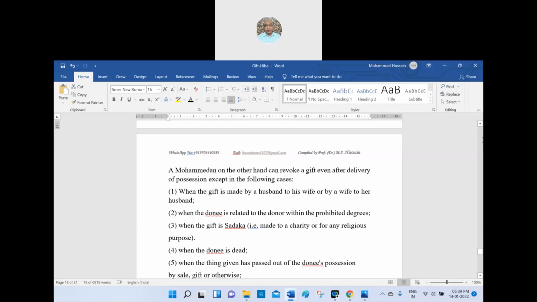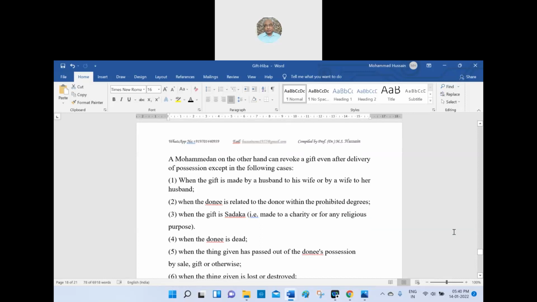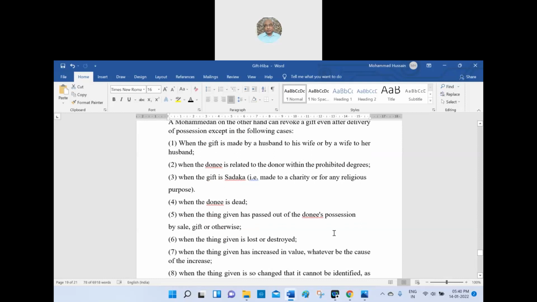That's my point. When made to charity for any religious purposes, you should not ask him to give it back. Okay, in such a case, you can ask him to get the rest of the money from him, half you take, half I will take, because I don't have the bus ticket price. Okay, four, when the donor is dead, can he ask his son to get the gift? Answer: no.